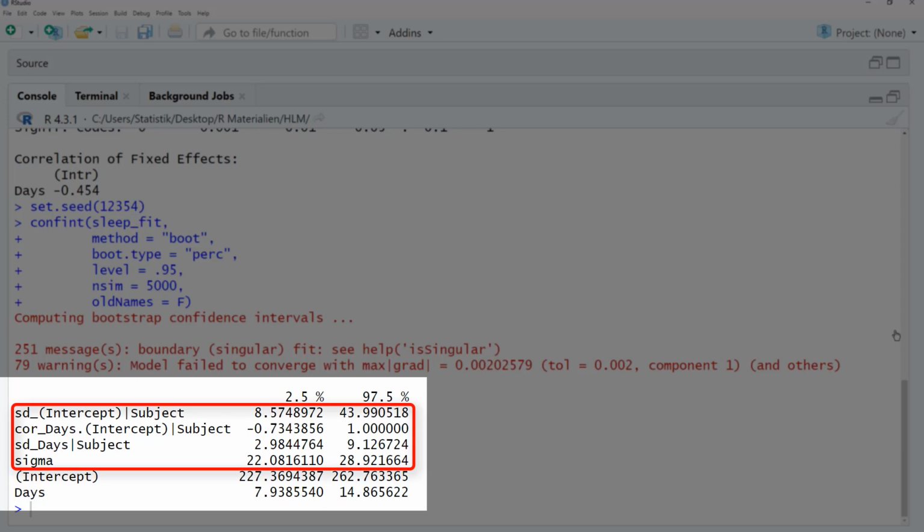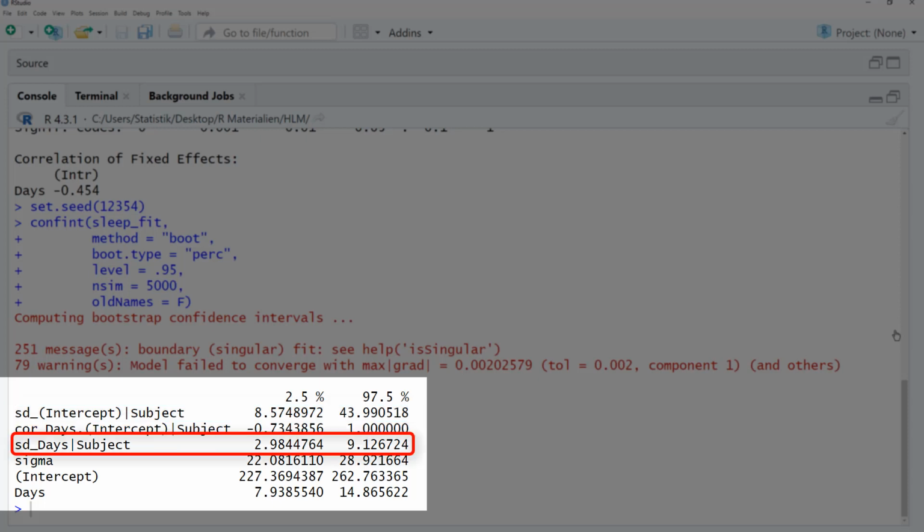The other parameters are about random effects. As the intercept conditional on the subject, that's the random intercept. So this is the confidence interval for the random intercept. As the days conditional on subject is the random slope for days. So we have a significant random slope.